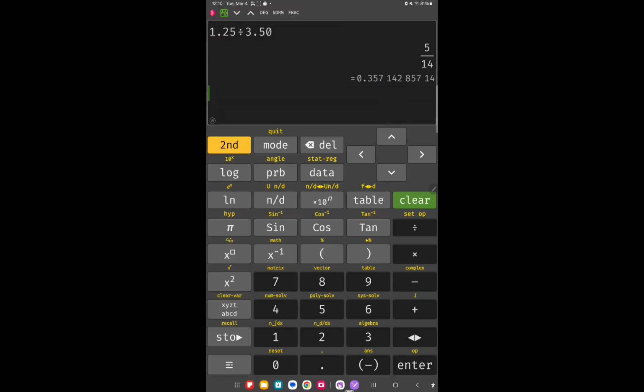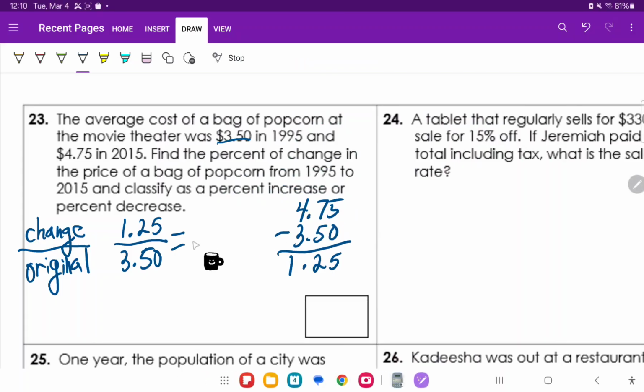So this is 0.36. Then you could multiply by 100 or move the decimal over 1, 2. So that's 36%. And the price went up, so that is an increase right there.